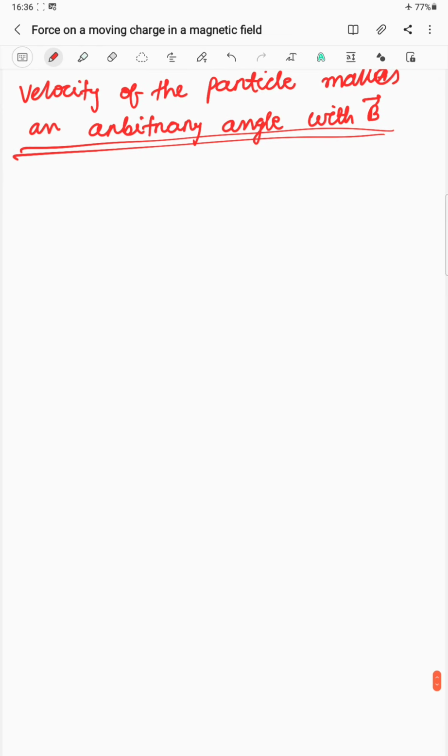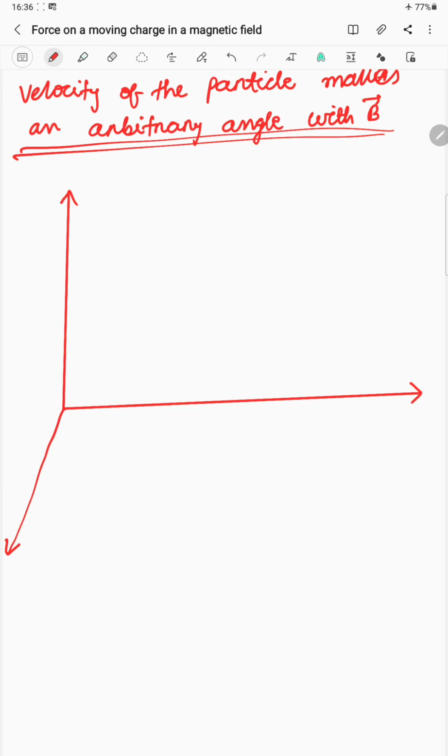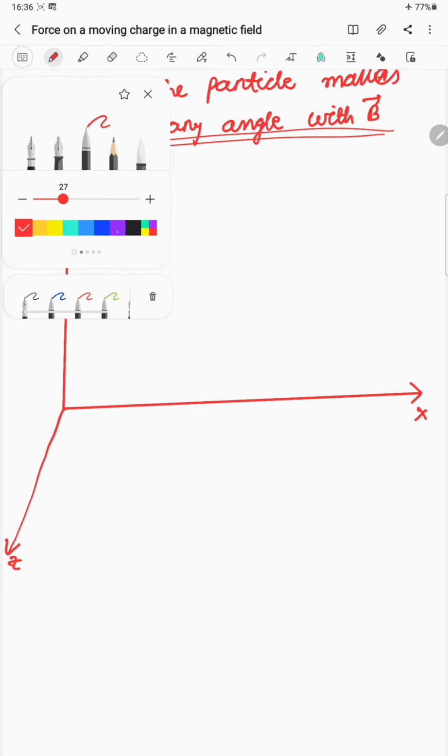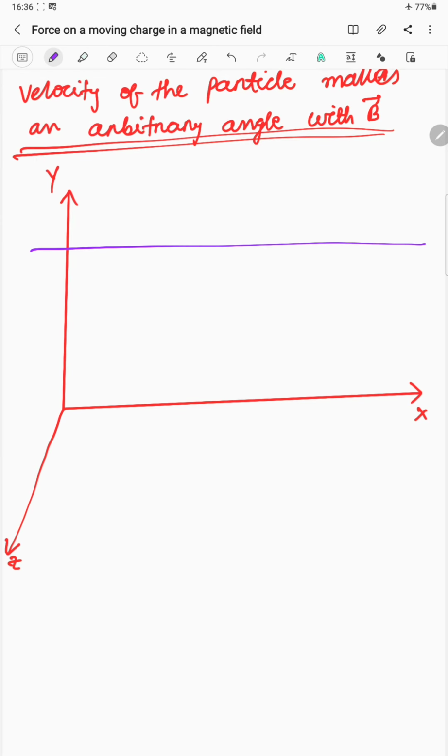So here what we'll do, we'll try to take the coordinate system. Let me draw the coordinate system first. Okay, this is our coordinate system and this will be a z-axis. Okay, this is my y, this is my z, and this is my x. Now let us see what will be the magnetic field. The magnetic field direction is like this. This is the direction of the magnetic field. Okay, uniform magnetic field. These are the directions of the magnetic field.